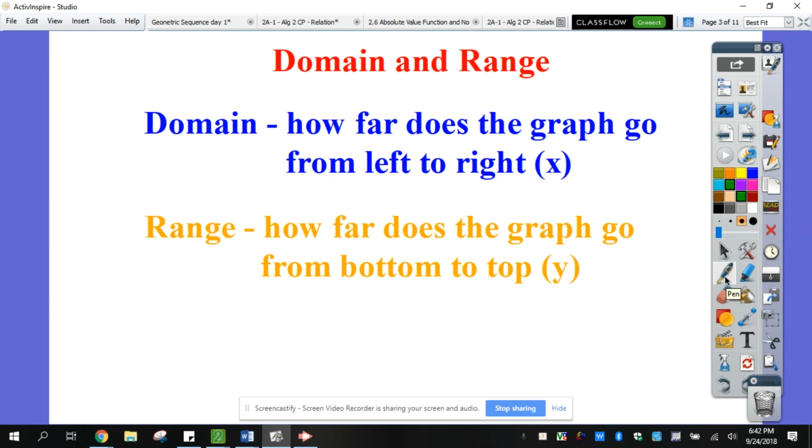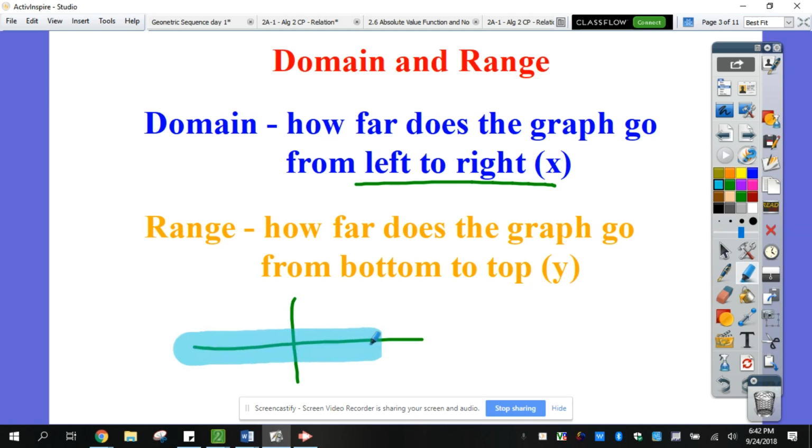Domain here is how far does the graph go from left to right. We know in a graph this represents the x-axis. That's why it's from left to right. If this is the x-axis, that shows the graph's domain, or basically how I look at it is, how fat or how wide is the graph from left to right. And for the range, you look this way. How tall is the graph from bottom to top?